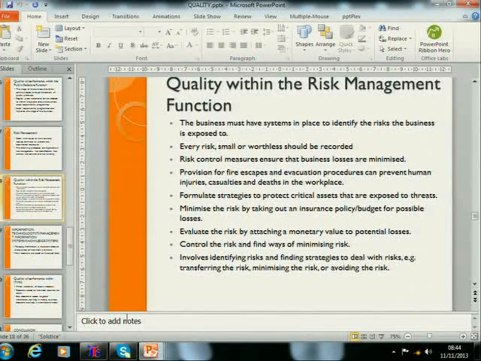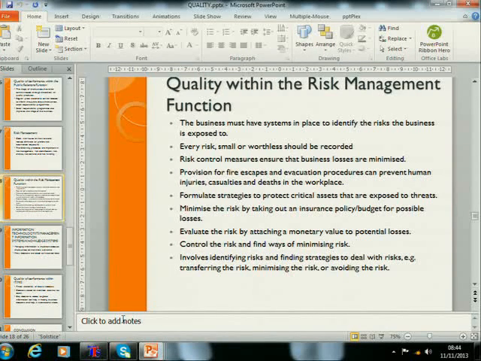You also have to formulate strategies to protect critical assets that are exposed to threats. You have to minimize the risk by taking out an insurance policy or budget for possible losses. If you don't take out the insurance policy, you can then put money aside. So should there be a risk, then you know that it is covered.